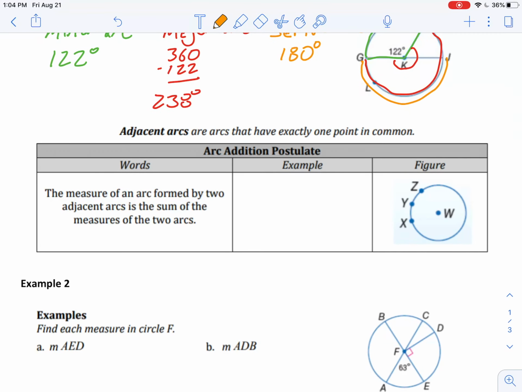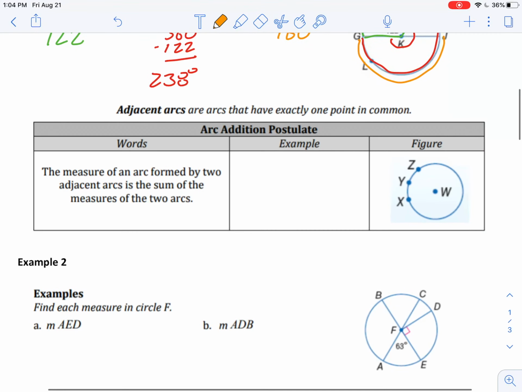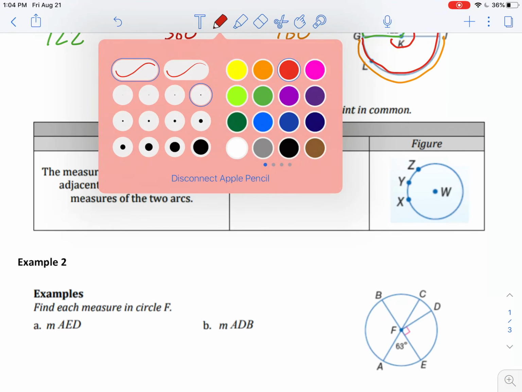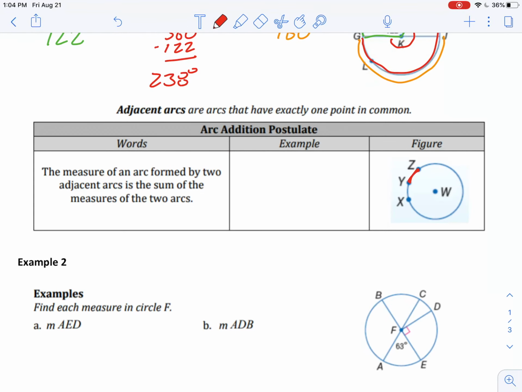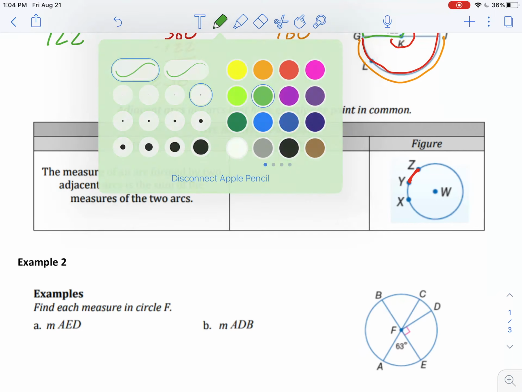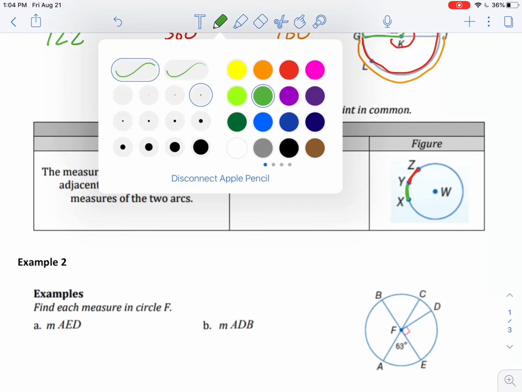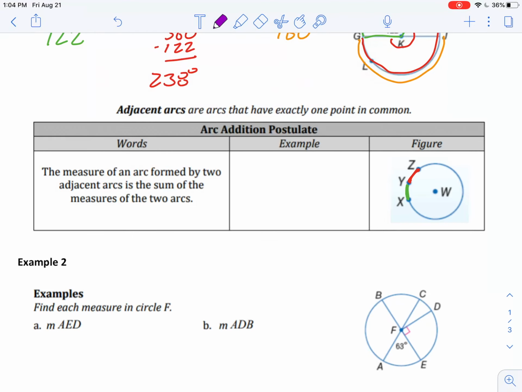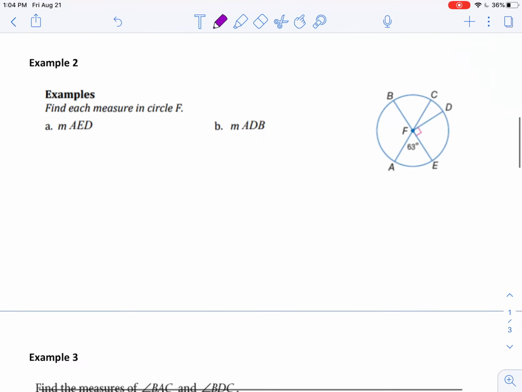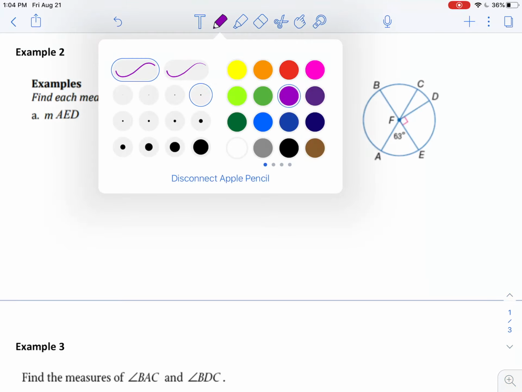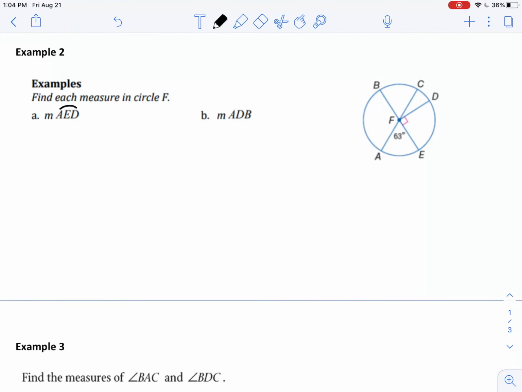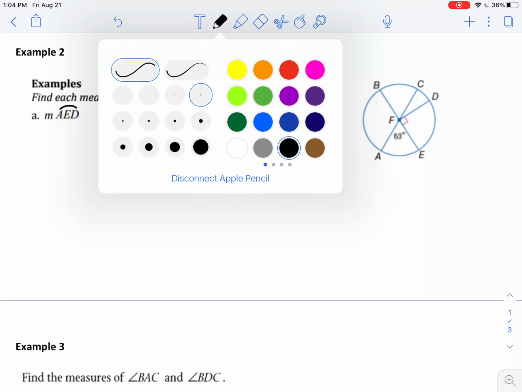All right, adjacent arcs. The measure of an arc formed by two adjacent arcs is the sum of the measures of the two arcs. That's hopefully like common sense. This arc and this arc add up to the total of this whole arc. So if I wanted to find this angle and I was given maybe arc XY and arc YZ, I could just add the two of them together and that would be my central angle. So let's see, example 2. Find the measure of arc AED and ADB.